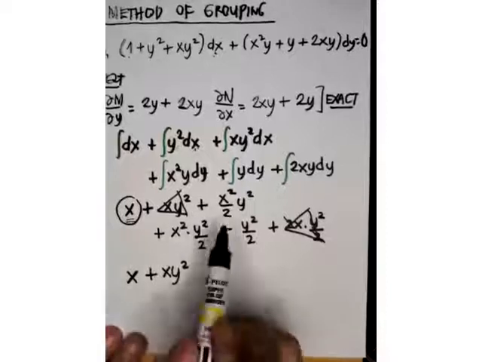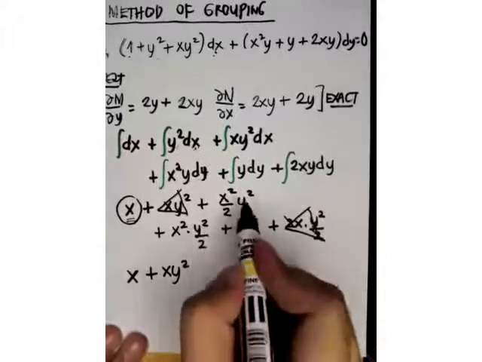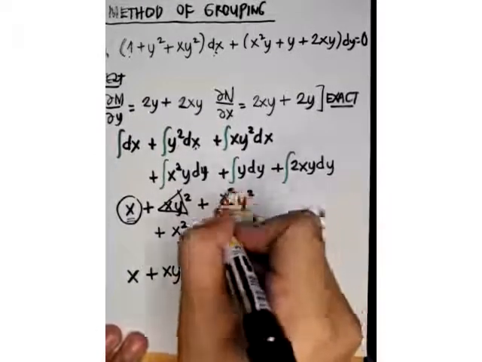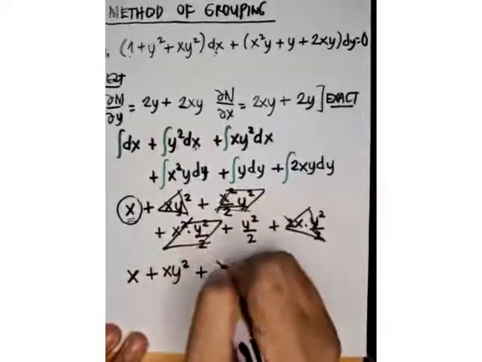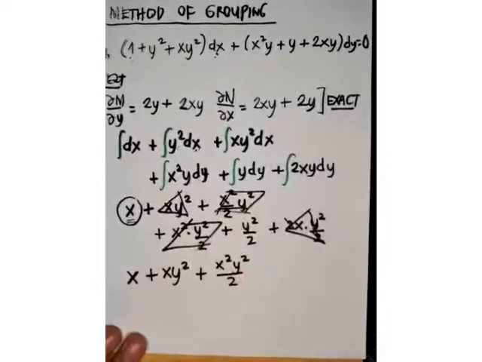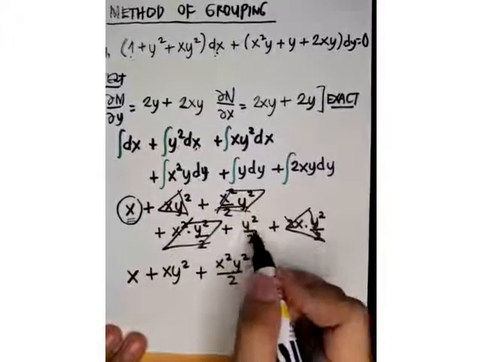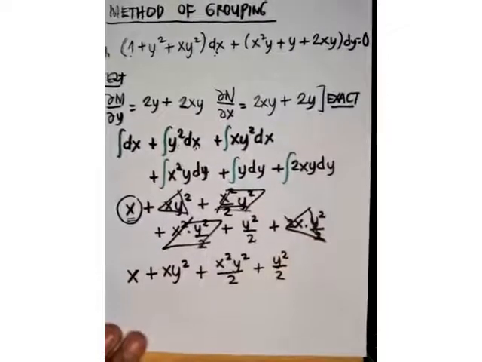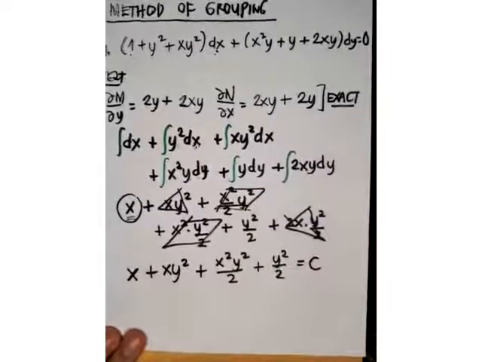Mag-isa lang isa. Ito, may kamukha ba? Meron. Paano ba symbol ko? Square. Yan. At saka ito. Ayan. So, plus x squared, y squared over 2. Okay? Next, ito, wala siya kamukha, ikakopy nyo na lang. Ayan. And then, equate nyo na sa C. So, that is our general solution.